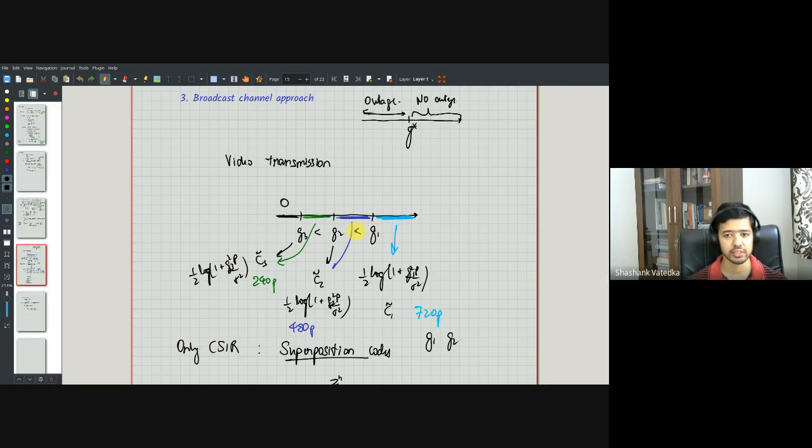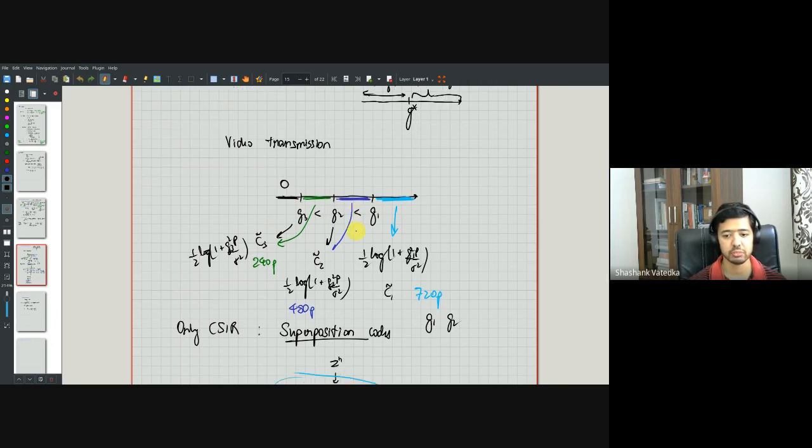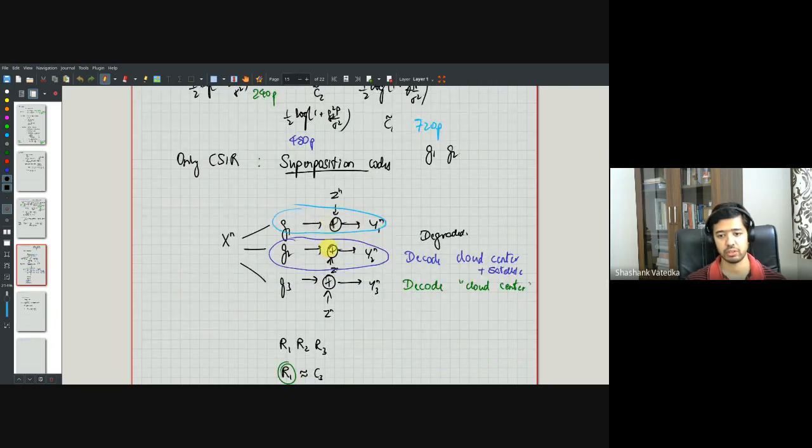And the coding technique is basically just superposition codes. This idea comes from the concepts used in broadcast channels, degraded broadcast channels, wherein you essentially decompose the channel into a number of degraded broadcast channels: the best channel, a worse channel, and the worst channel. So if the channel coefficient is at least G3, then you know that you're going to be able to recover some amount of information. You'll be able to decode the cloud center of the superposition code.